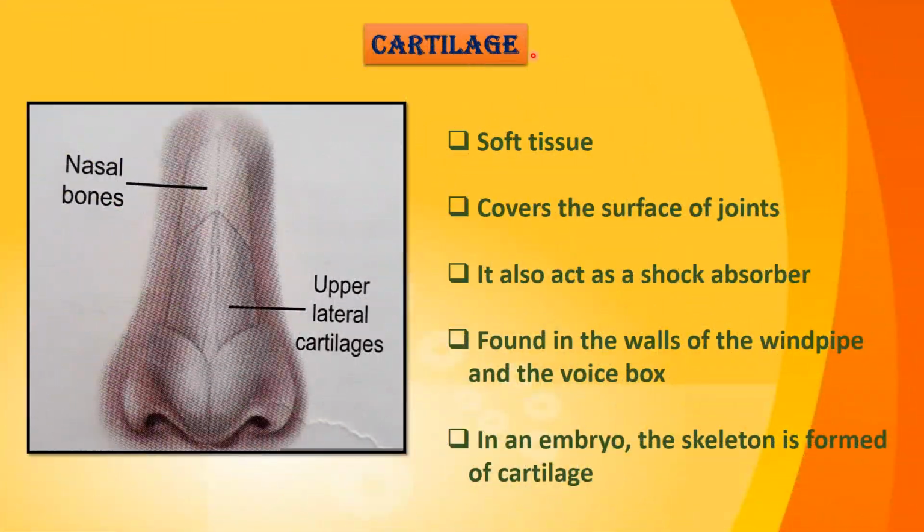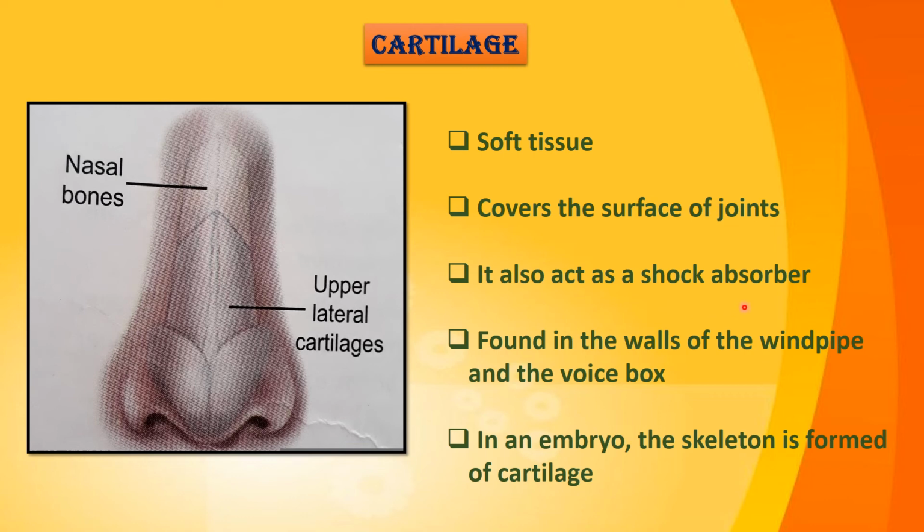Let us know about the cartilage. If you touch your external ear or the tip of your nose, you will feel that the portion is soft. Why are they soft? Because they are made of cartilage, and cartilage is a soft tissue. It covers the surface of the joints, allowing bones to slide over one another, reduces friction and prevents them from damage. It also acts as a shock absorber.